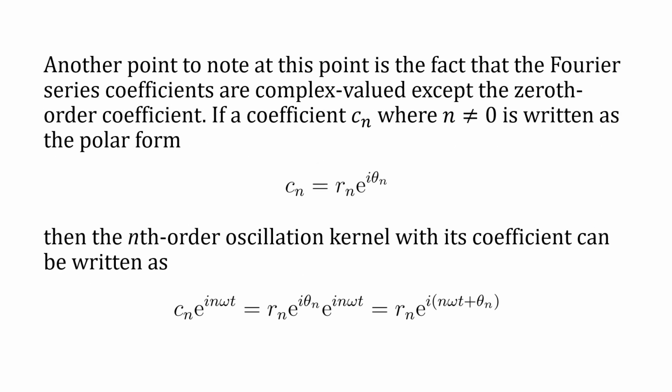Another point to note at this point is the fact that the Fourier series coefficients are complex valued except the zeroth order coefficient. If a coefficient Cn, where n is non-zero, is written in the polar form, Cn is equal to Rn multiplied by e to the i theta n, then the nth order oscillation kernel with its coefficient can be written as Cn multiplied by e to the i n omega t, which is equal to Rn times e to the i theta n times e to the i n omega t, which is equal to Rn multiplied by e to the i (n omega t plus theta n).